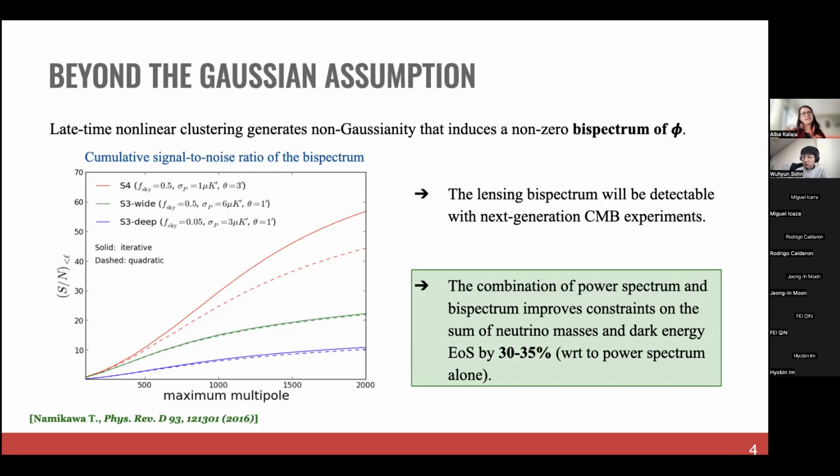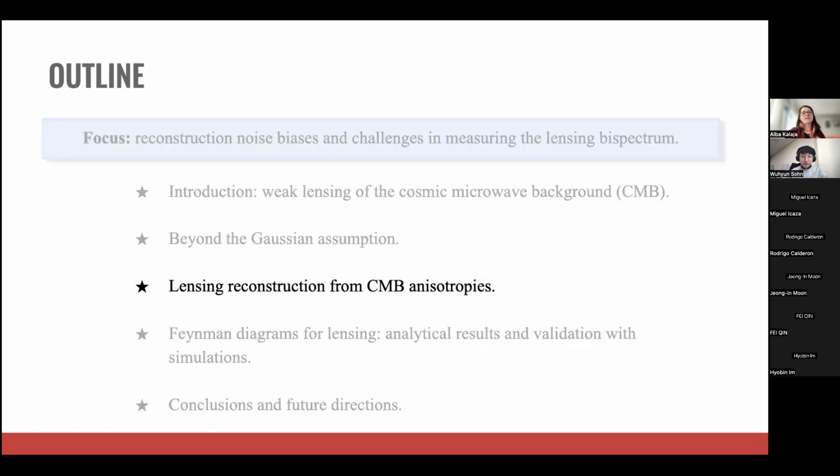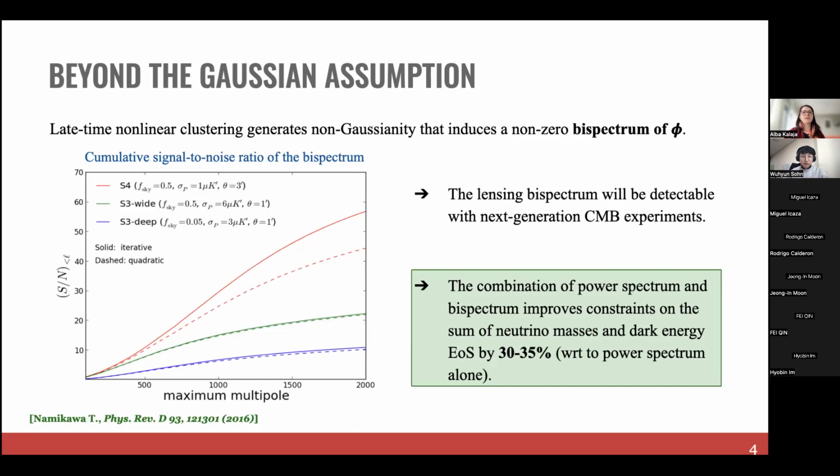And so adding the information of the bispectrum would definitely not only break some parameter degeneracies, but also improve our knowledge of neutrino masses and dark energy, hopefully. And so this makes the bispectrum an appealing observable for future experiments. And this is the reason why we wanted to look at it.